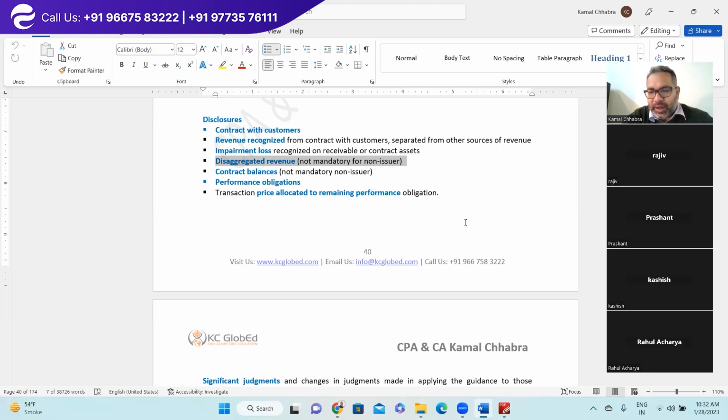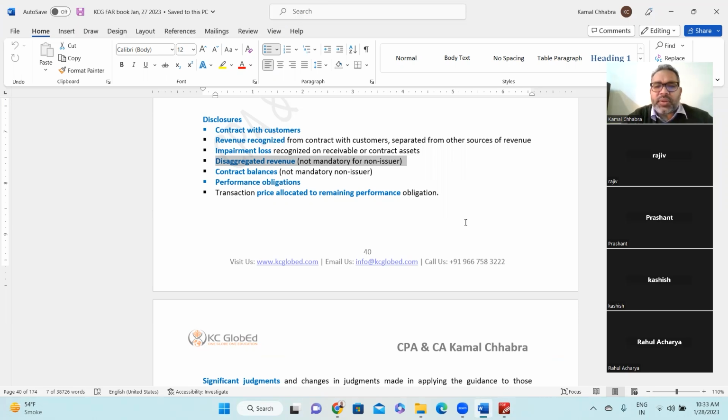Next one is contract balances, right? When you have a long-term contract, which we discussed in the last class, and you have certain balances, as you remember we did an example for that. There we had contract assets, account receivable balance, some unearned revenue, and some work in progress inventory also. All those things you need to disclose separately.